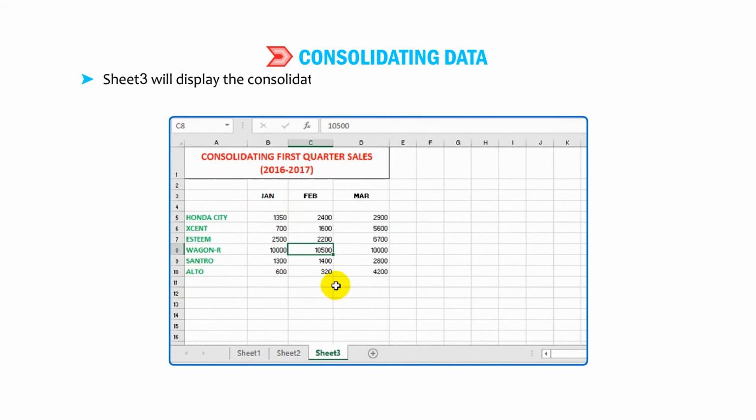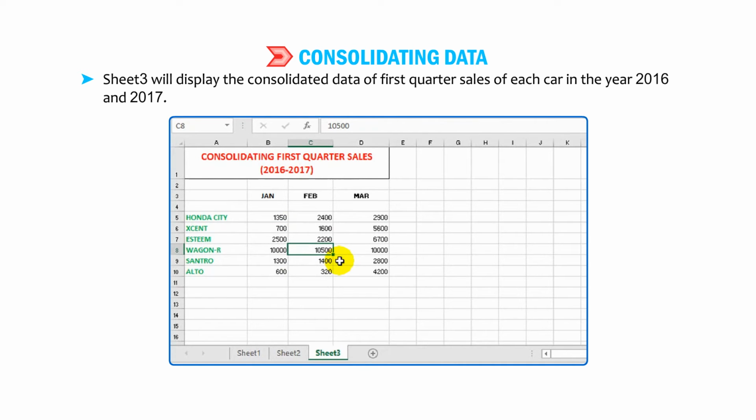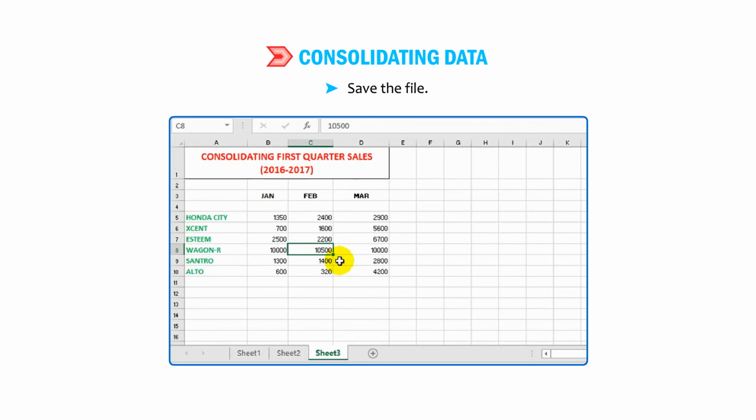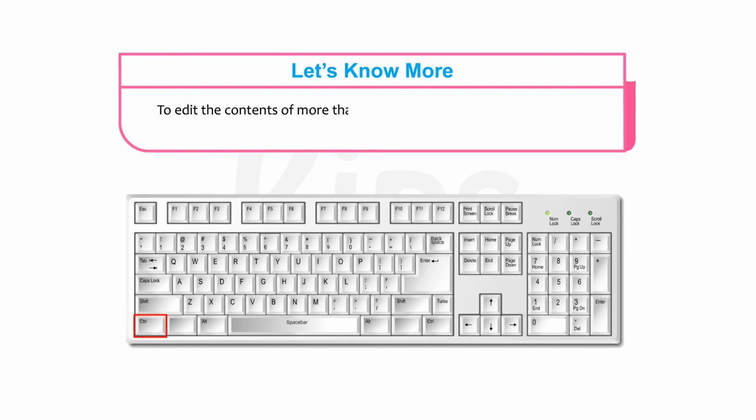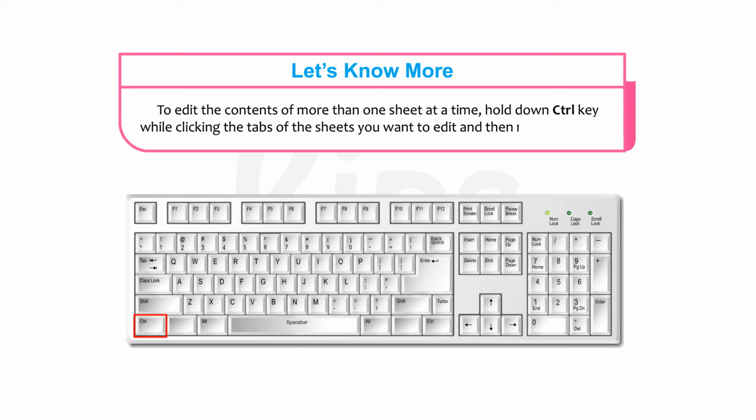Sheet 3 will display the consolidated data of first quarter sales of each car in the year 2016 and 2017. Save the file. Students, note you can group the sheets in Excel 2013 in the same way as explained above. Students, let's know more. To edit the contents of more than one sheet at a time, hold down Ctrl key while clicking the tabs of the sheets you want to edit and then modify the data.